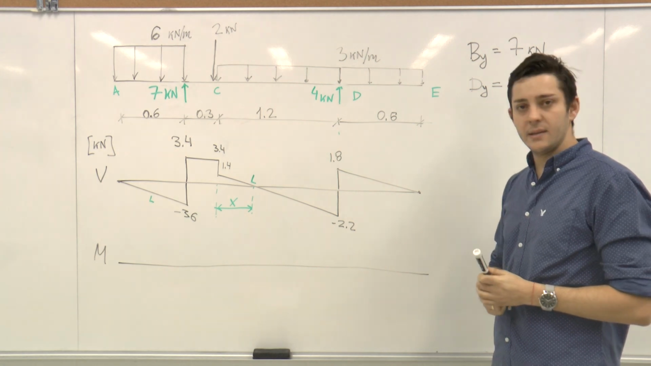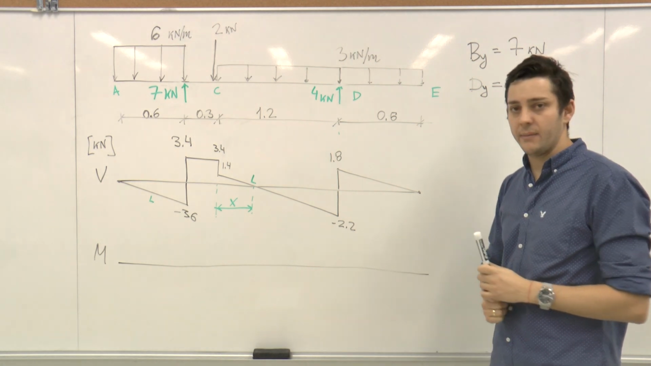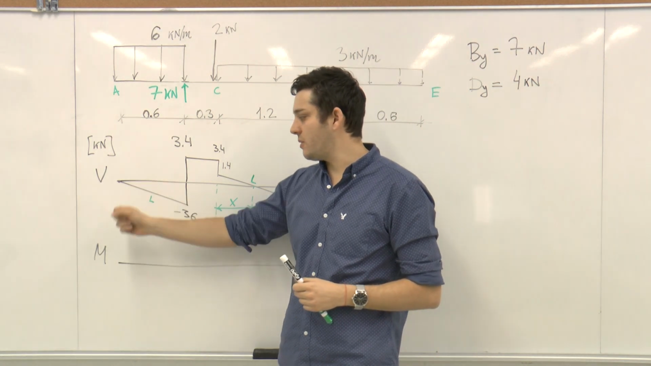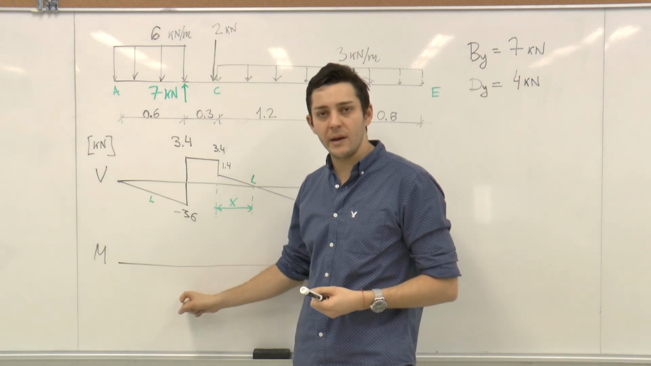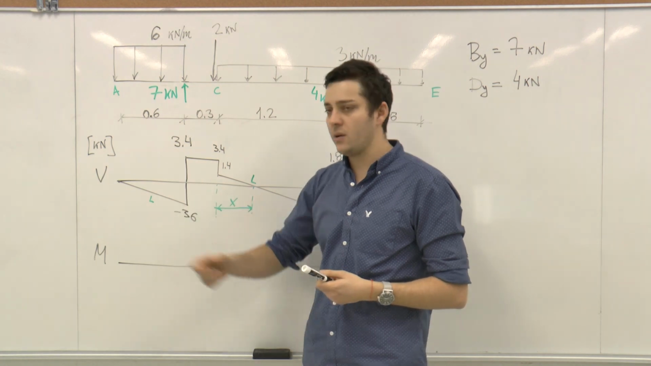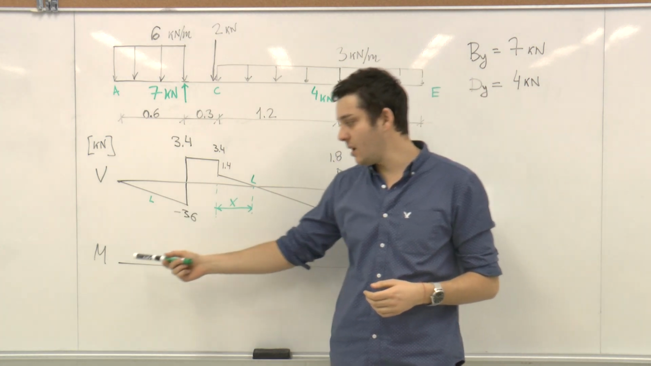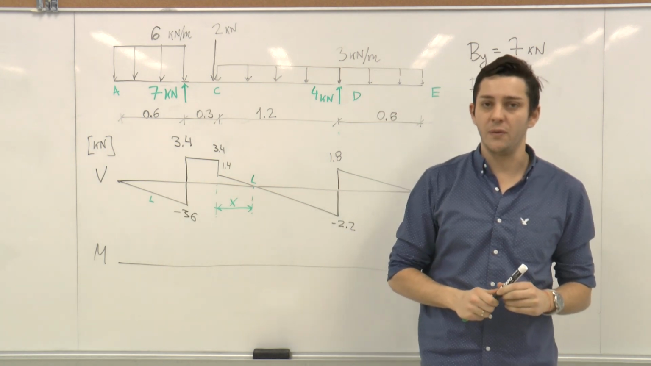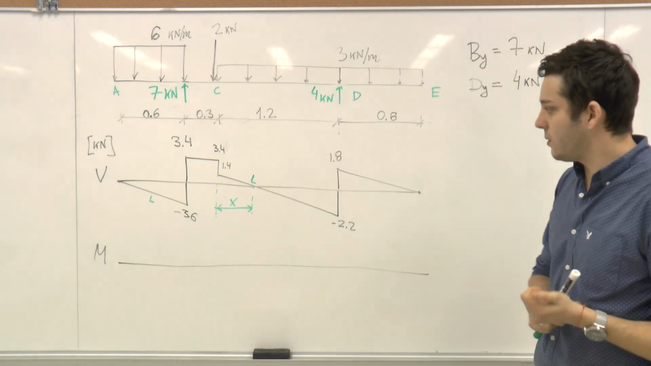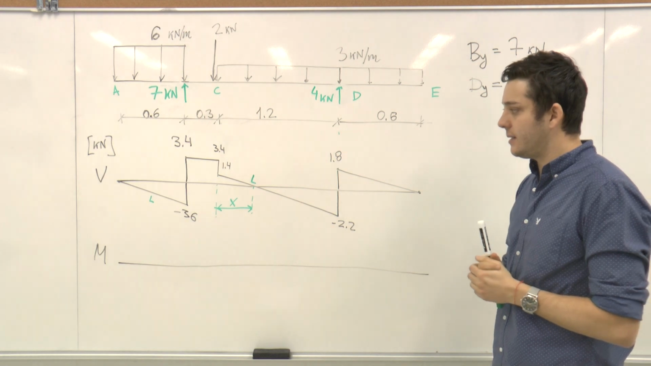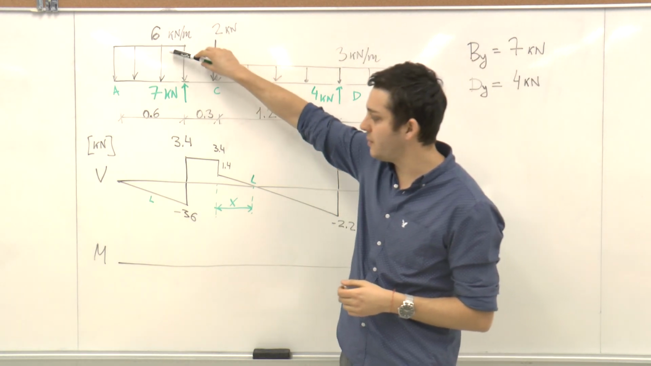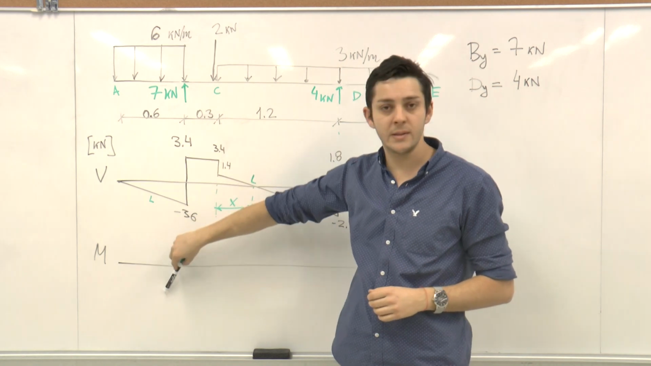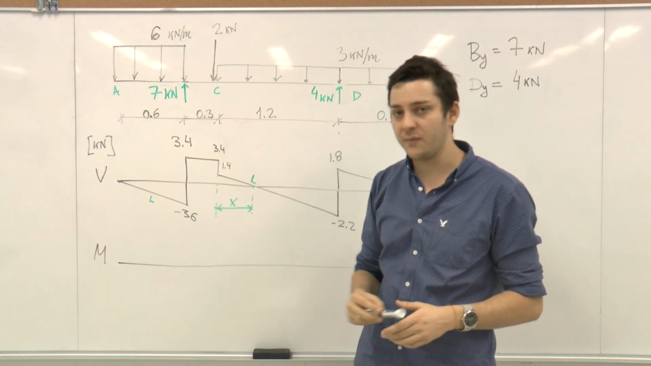Next step is doing the moment diagram. I just want to remind you guys that the relation between the shear and the moment is: the change in the moment diagram equals the area of the shear diagram. The slope of the moment diagram equals the value of the shear force. Great, so if the shear is a constant function, or a linear function, it means that we will have here a parabolic function.